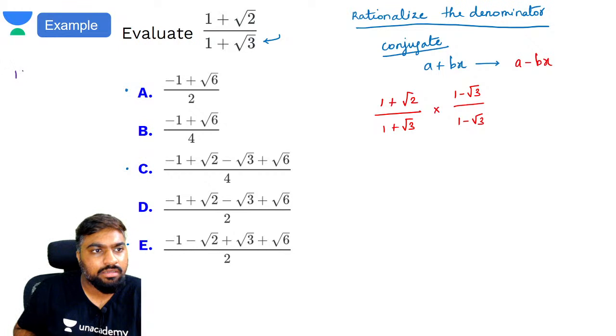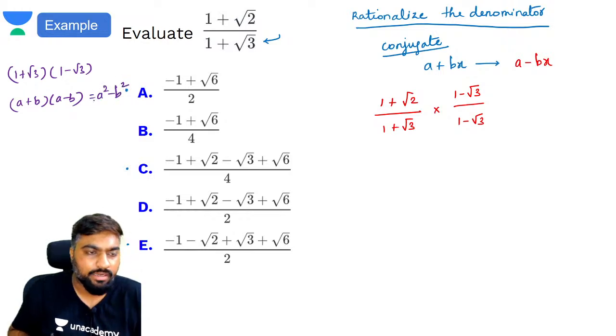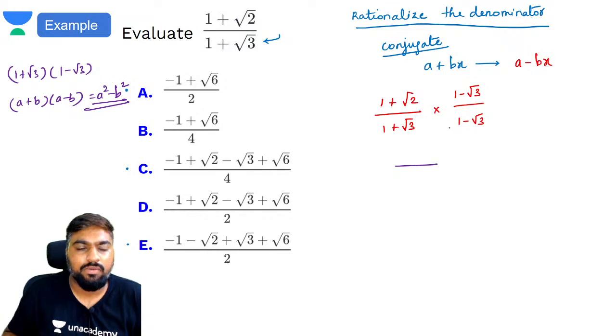This expression, 1 plus root 3 into 1 minus root 3, is basically a plus b into a minus b, correct? That's nothing but a square minus b square. Do you all agree? So the denominator becomes what? 1 square, which is 1, root 3 square, which is 3, so 1 minus 3. But in the numerator, what do you have? You have 1 plus root 2 into 1 minus root 3.